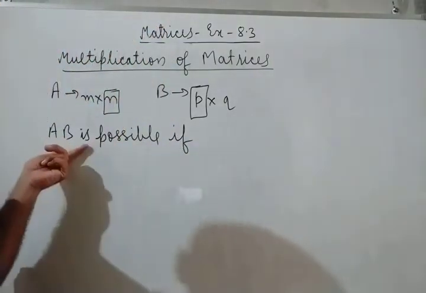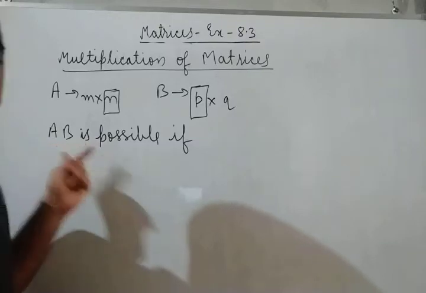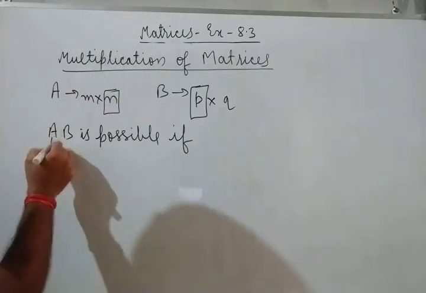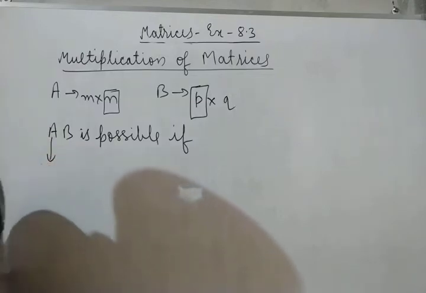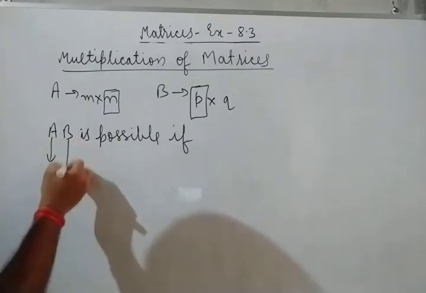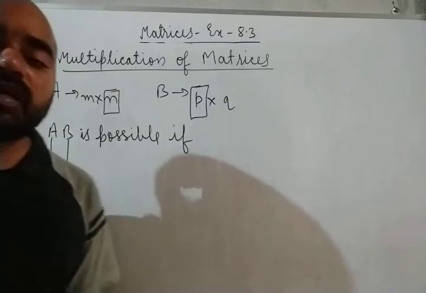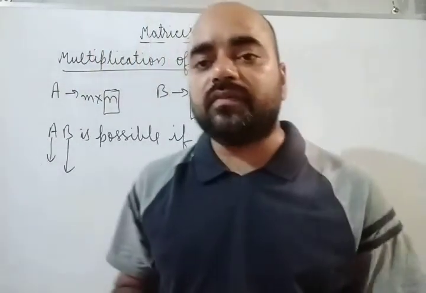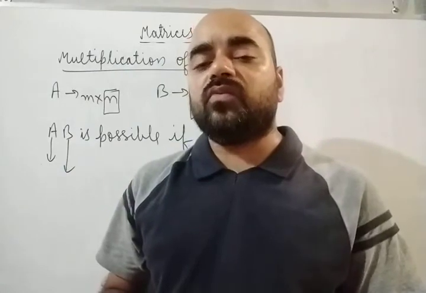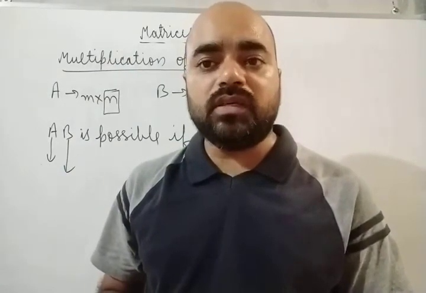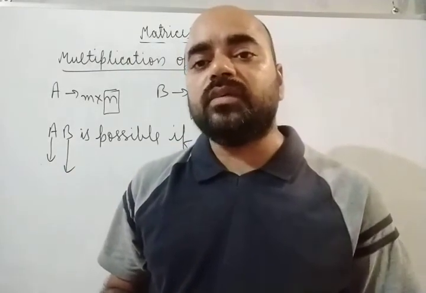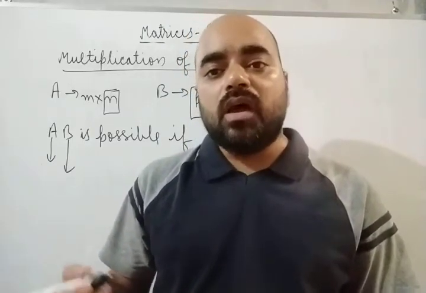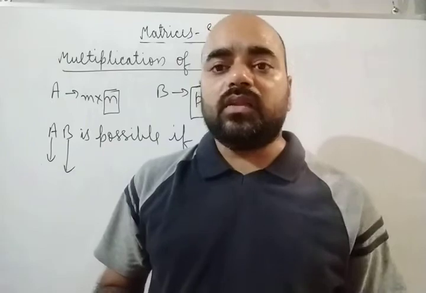If we have to find AB, AB is defined only if the number of columns in the first matrix is equal to the number of rows in the second matrix. Correct? The number of columns of the first matrix must be equal to the number of rows of the second matrix. Then only is the product AB defined, or possible. Correct?